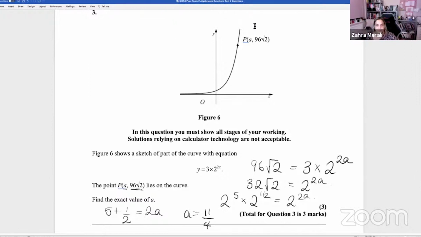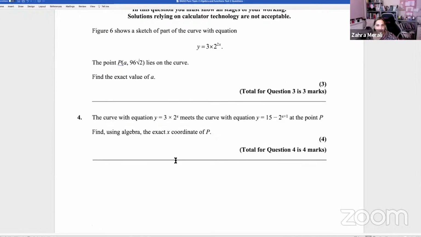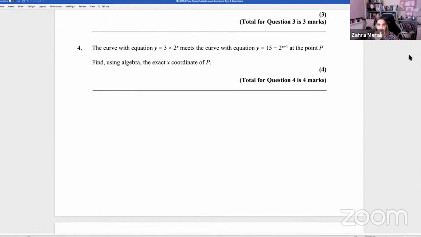Okay. Next question. The curve 3 times 2 to the x meets the curve. Okay, I remember this question. Don't start logging things straight away. It's just an indices question. So you've got 3 times 2 to the x equals 15 minus 2 to the x plus 1. Like in the previous one, start off by putting things in terms of 2 to the x.